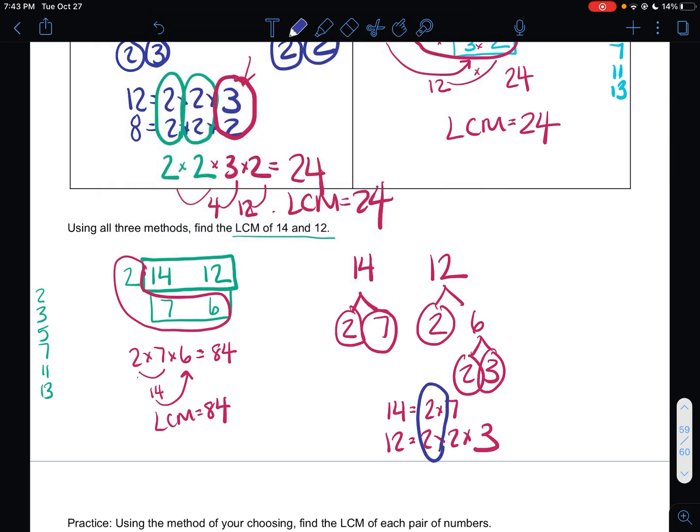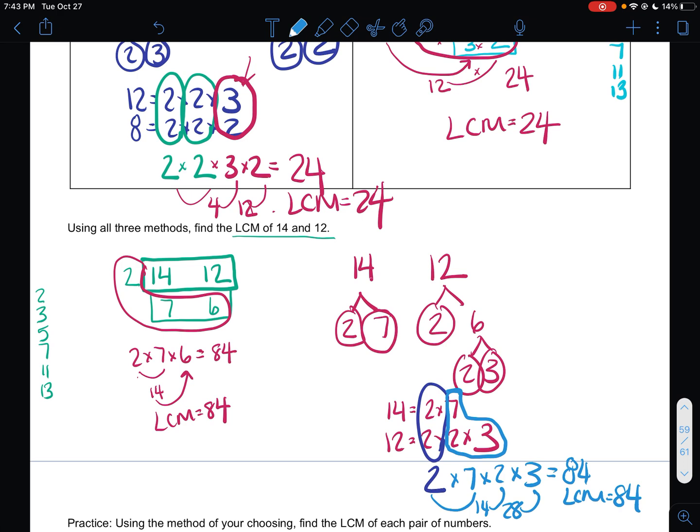So circle what they have in common. They have a pair of 2s in common and nothing else. So everything that did not get circled gets added to the list. So 7, 2, and 3 get added. 2 times 7, 14. 14 times 2, 28. 28 times 3, 84. Least common multiple is 84.